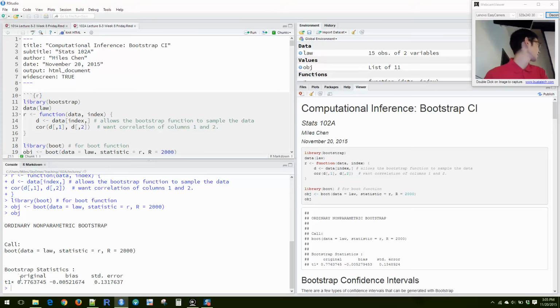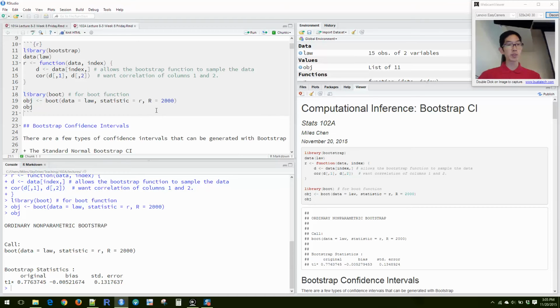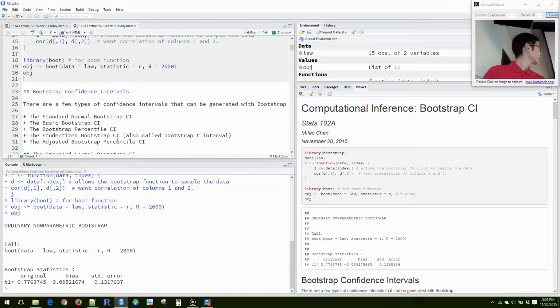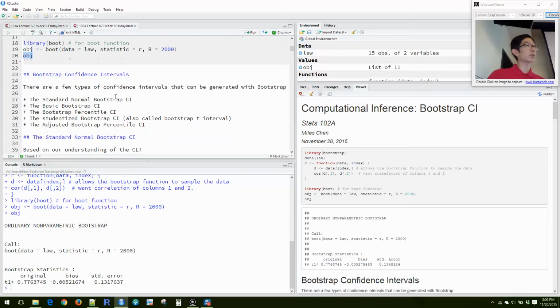It says, in our sample of 15 law schools, the correlation is 0.776. Our estimated bias is this, and our estimated standard error is this. Okay, so this is just ordinary Bootstrap. And once we've created a Bootstrap object, we can perform some inference and produce some confidence intervals.